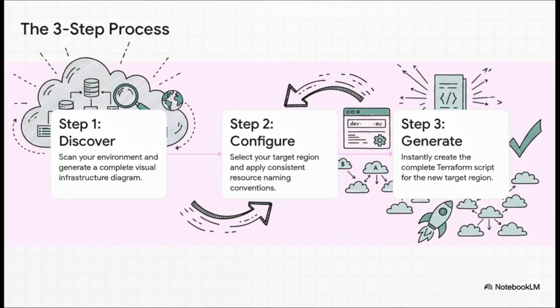Okay, so first up, discovery. Cloudshot just scans your AWS account and bam, it spits out this awesome visual diagram. You see everything all connected. Then, when you're ready, you move to step 2, configure. A little pop-up appears, you pick your new target region from a dropdown, and here's a crucial part. You can add a prefix or a suffix, like dev or -eu, to keep all your resource names consistent. And then step 3, you just hit generate. That's it. You instantly get a complete, ready-to-use Terraform script for that new region.